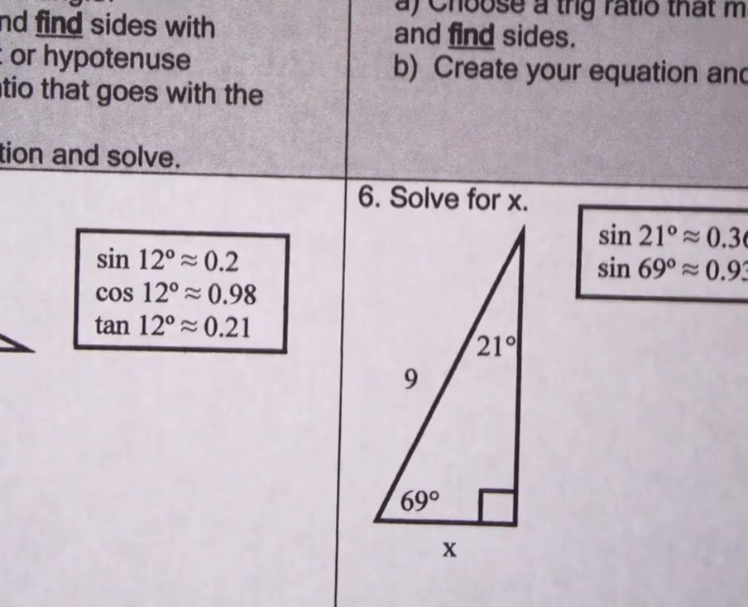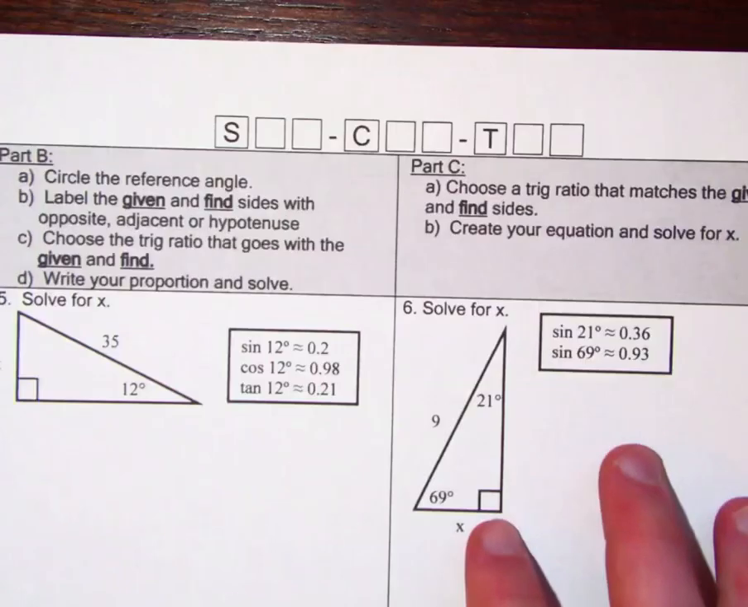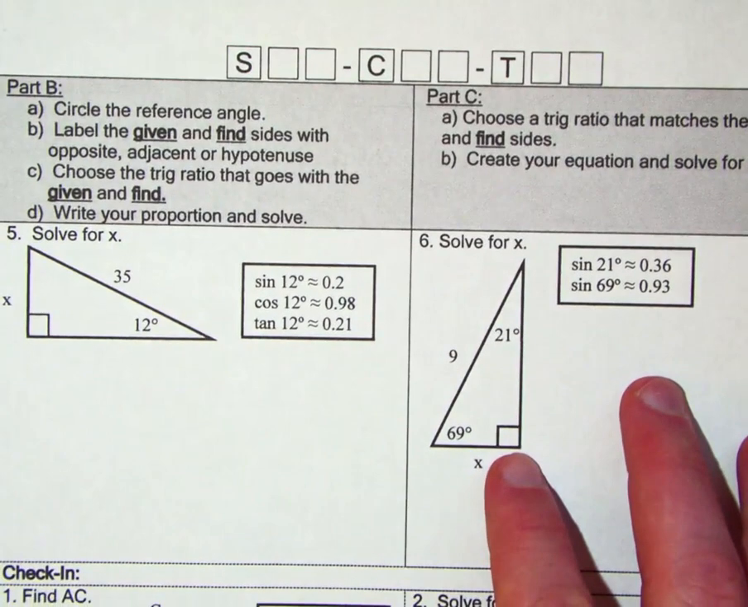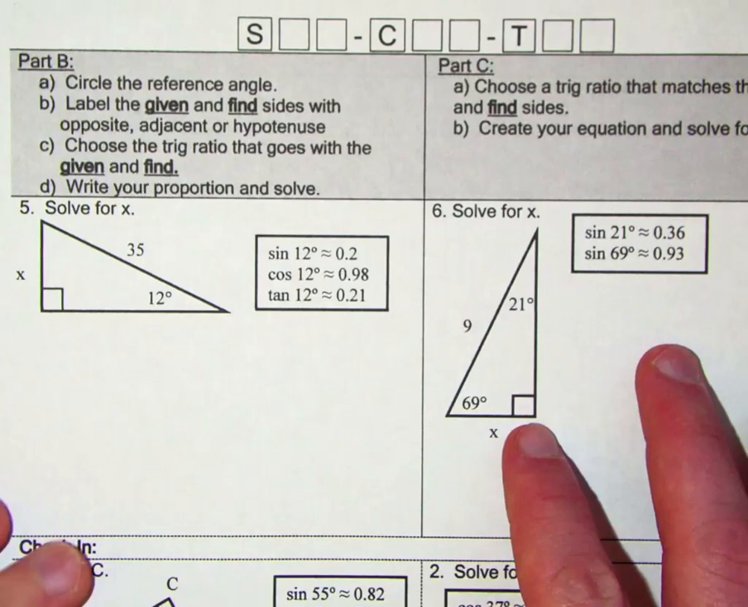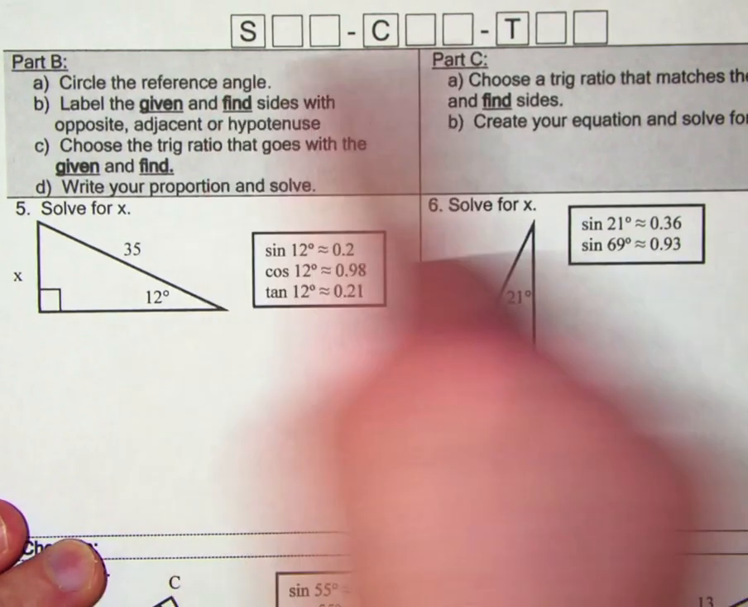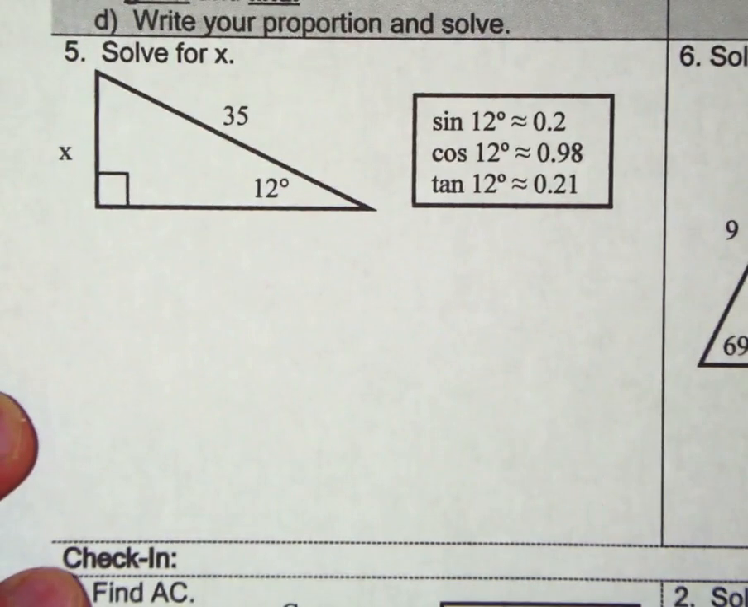Okay, so now let's move on to the next step. Now that we know how to pick which one we want to use, we're going to try and do it all at once and actually solve. So here, don't forget SOHCAHTOA at the top. Always, always, always.